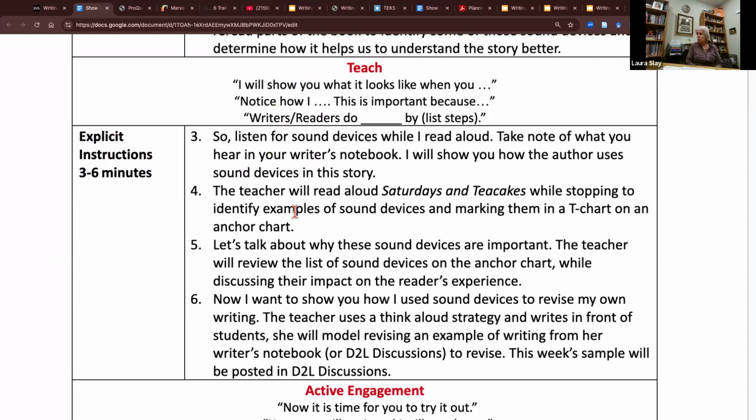So you would tell students, listen for sound devices while I read aloud. Take note of what you hear in your writer's notebook. I will show you how the author uses sound devices in the story. So this is you, the teacher, thinking out loud in front of the kids. In step number 4, you're going to read aloud Saturdays and Tea Cakes while stopping to identify examples of sound devices and marking them in a T chart on an anchor chart. Notice in this mini lesson, we are rereading the book that we read the day before.